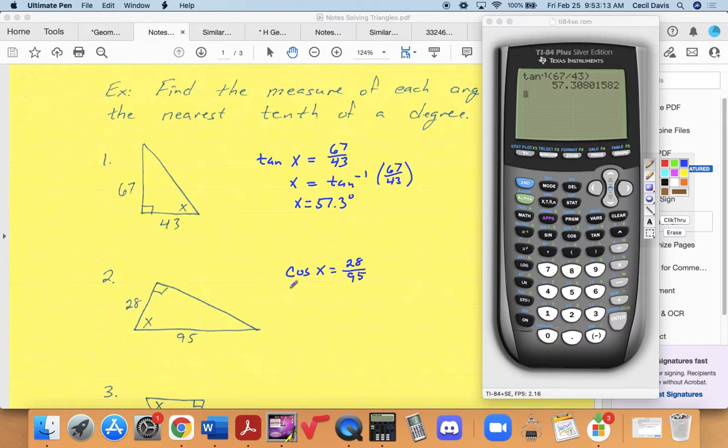So then we want to get rid of the cosine. So what will we use? Cosine inverse. x will be equal to the cosine inverse of 28 over 95. So second cosine to get the cosine inverse, 28 over 95. And we get that x is approximately 72.9 degrees.